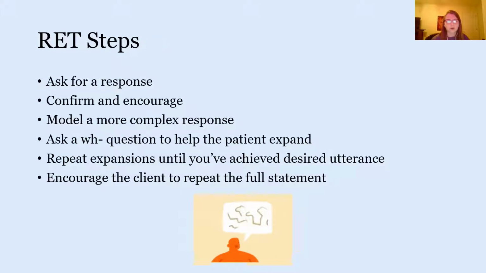So the steps for RET. You show the image, you ask for a response, confirm and encourage, model a more complex response, ask a WH question to help the patient expand, repeat expansions until you've achieved the desired utterance, and encourage the client to repeat the full statement.